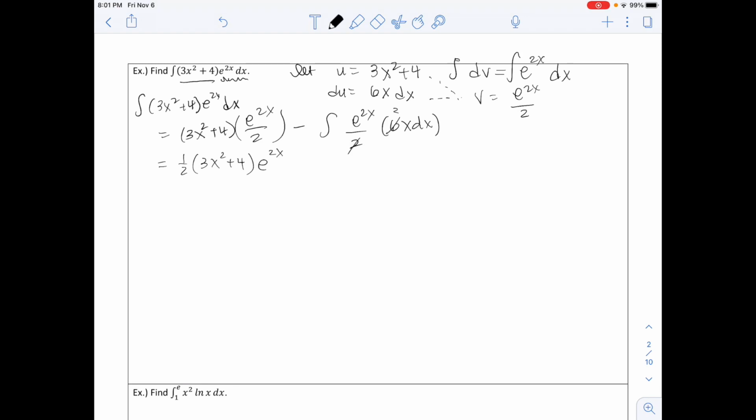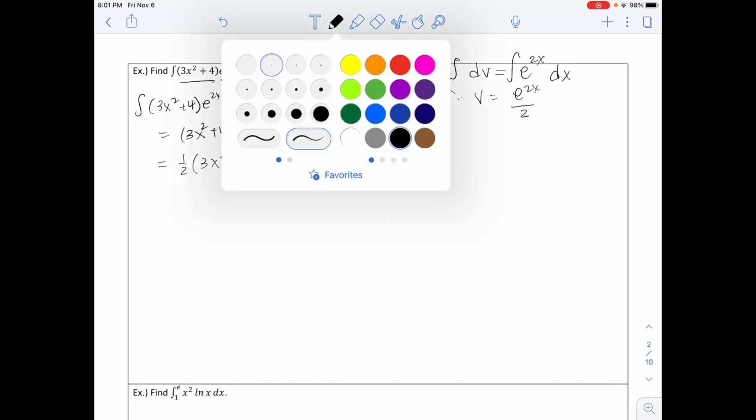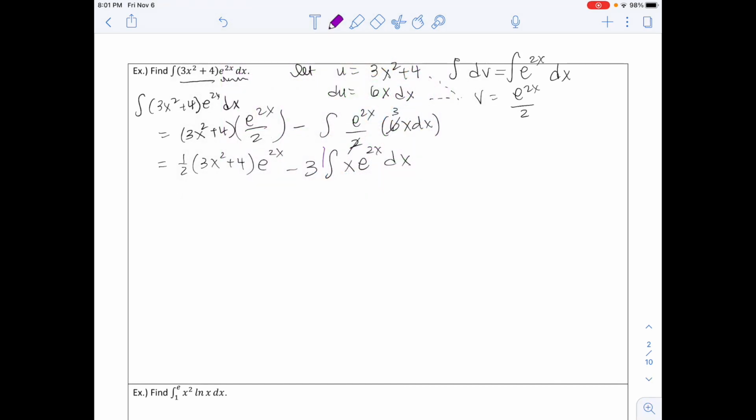1/2 times 6 ends up with 3, and I'm going to move that out in front of my integral. And I have x times e to the 2x dx, which I'm still not able to integrate. So I am going to go ahead and switch colors now. And I'm going to say this part here we have to still integrate, and using substitution will not work on this one either. It looks very similar to the problem that we just did on the previous page, so I'm going to go ahead and try integration by parts again.